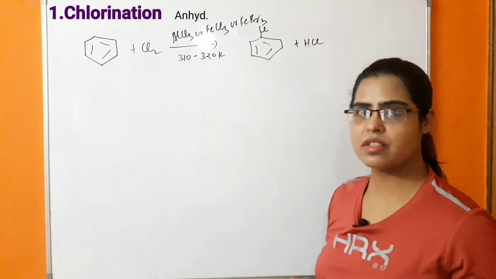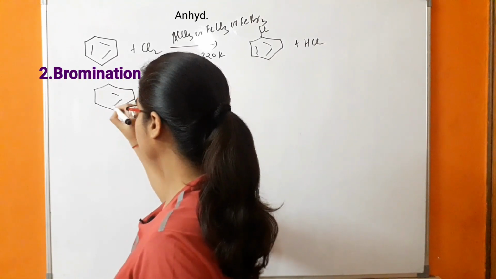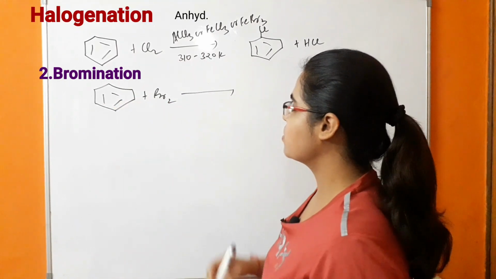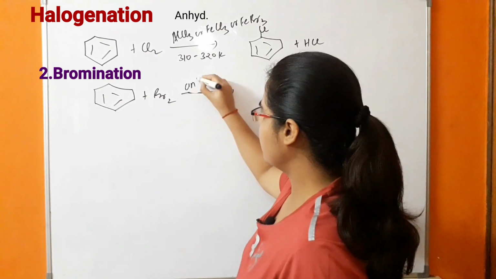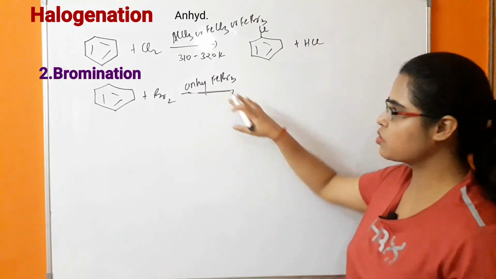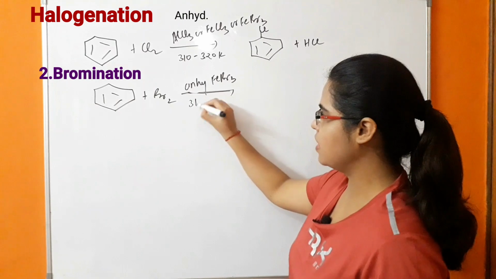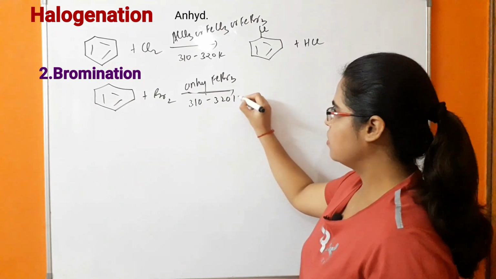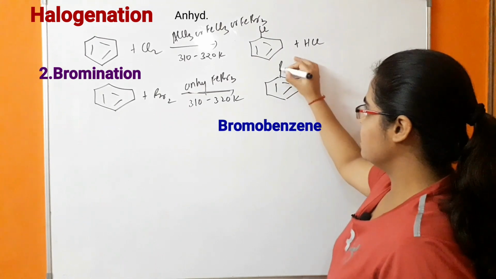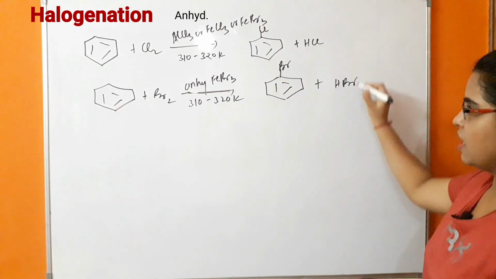A similar reaction takes place in the presence of bromine and anhydrous FeBr3, and the reaction takes place at low temperature. So there is a formation of bromobenzene and removal of HBr.